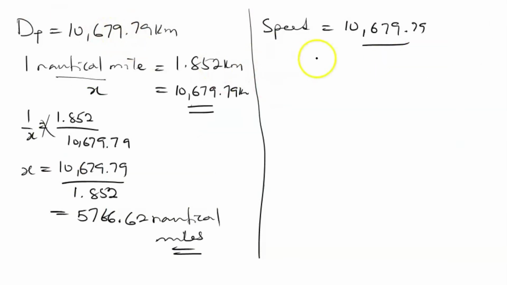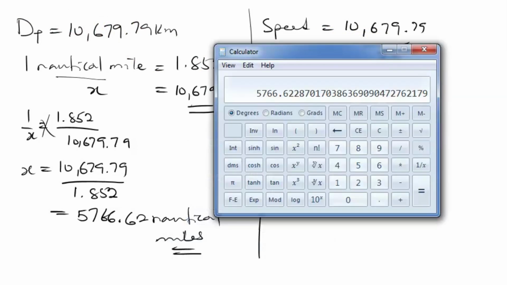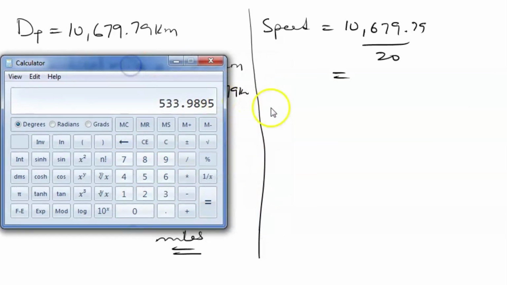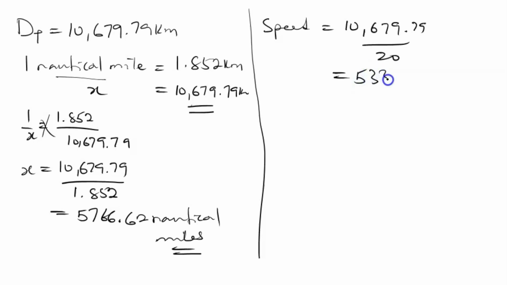Sorry, let me quickly pick up my pen. So this is 20. Let's quickly just do this. We are having 10,679.79 divided by 20. That is 533.99, so we have 533.99 kilometers per hour.